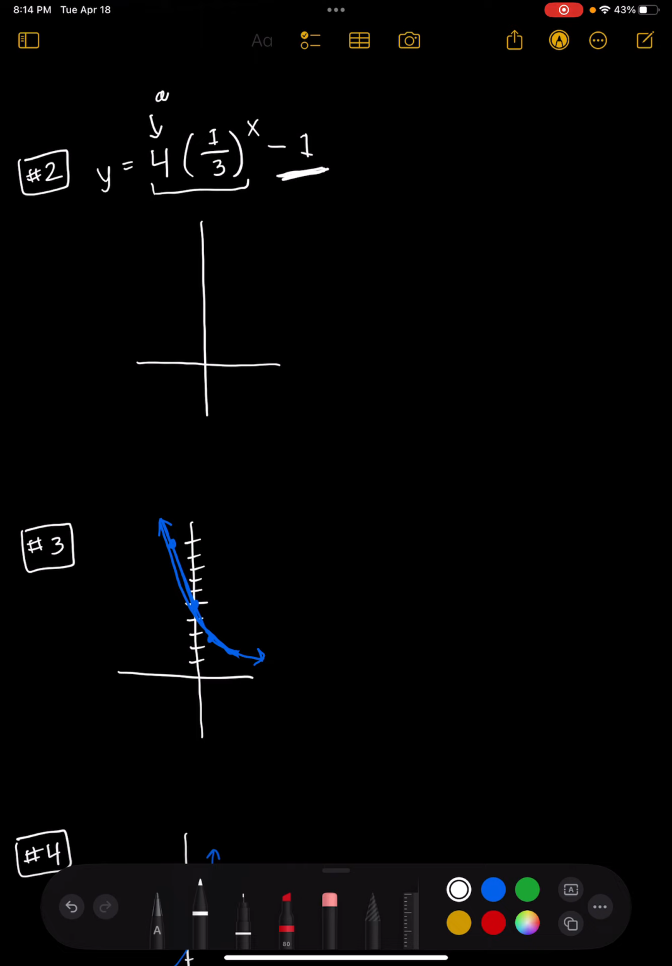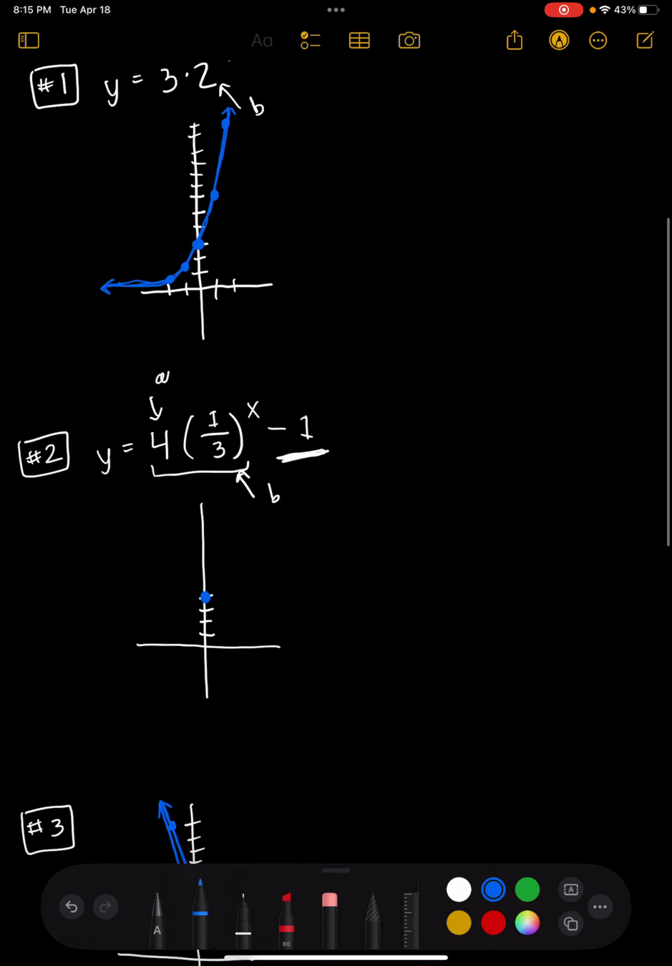This will be your a, the front number, and then that 1/3 will be your b, which means that your a is 4, so I'm going to start at 4. I'm going to put a point right there when y is equal to 4. Then because b is 1/3, instead of getting bigger and bigger as the graph goes to the right, it's going to get smaller and smaller. So it's going to look opposite of what that first example looked like. It'll start big and get small. If I move 1 to the right, I'm going to multiply the 4 by 1/3. So 4 times 1/3 is 4/3, or 1.3, which is about right here.